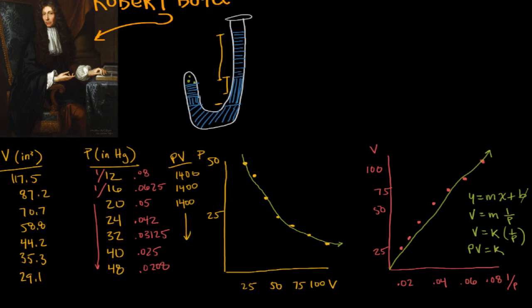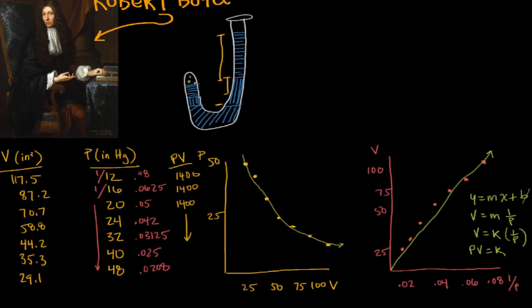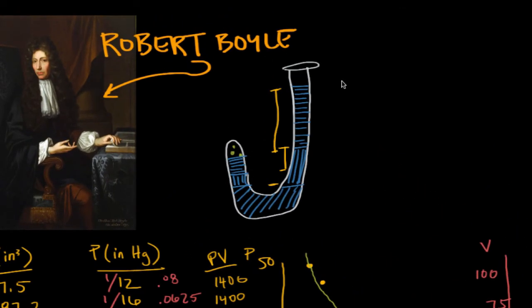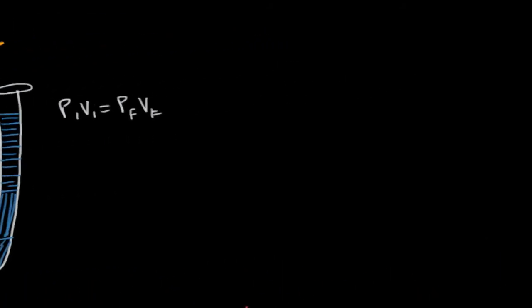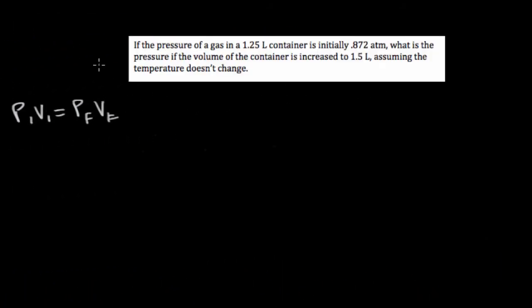And so one great application of this concept is that if the number of moles and the temperature of an ideal gas are constant, then the initial product of P and V will equal the final product of P and V, so P_f and V_f for final. And so let's try to use this in an example. If the pressure of a gas in a 1.25 liter container is initially 0.872 atmospheres, what is the pressure if the volume of the container is increased to 1.5 liters, assuming that the temperature doesn't change?